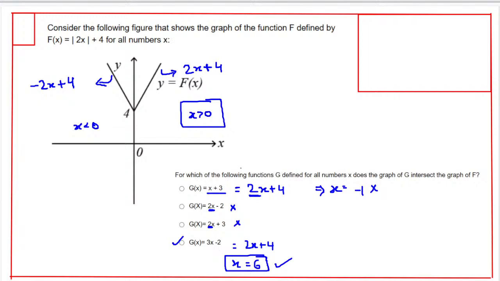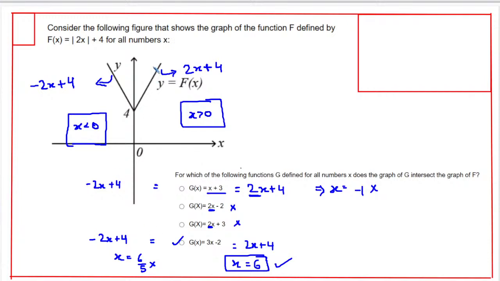Do you understand this question? You can check the same in the negative x value. In that case, this would be equal to minus 2x plus 4. Same for this one, minus 2x plus 4. So when you solve from here, it is x equal to 6 by 5, which is not according to the option.